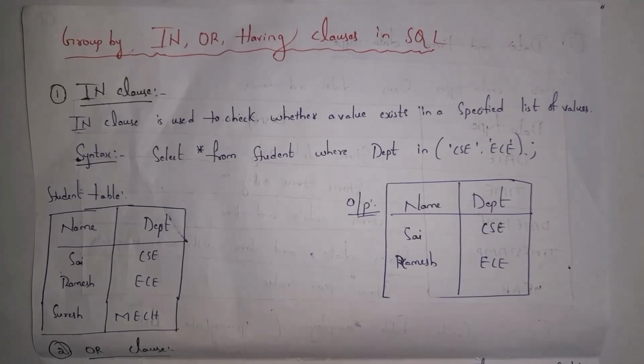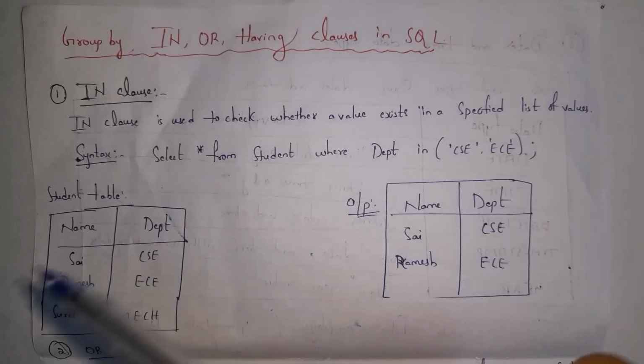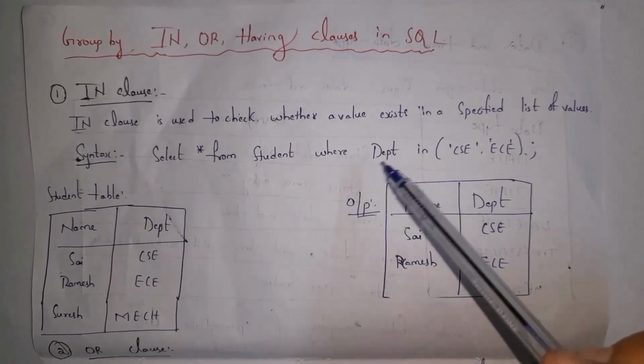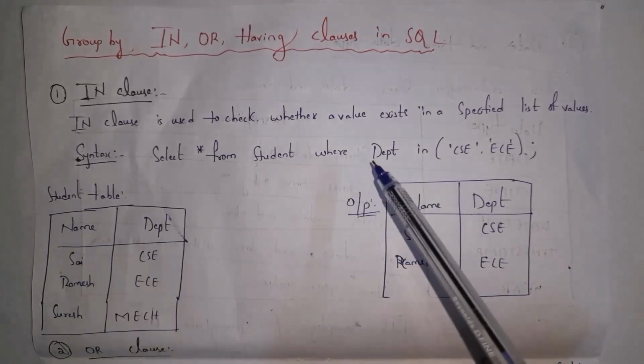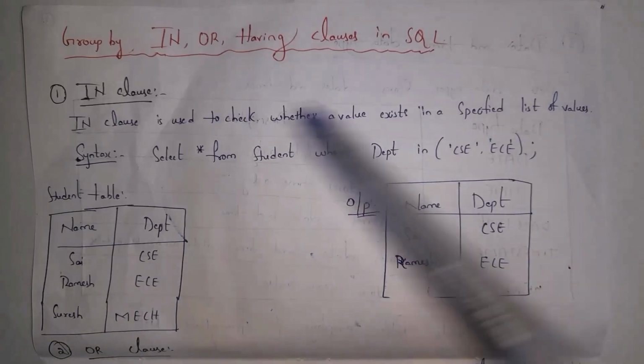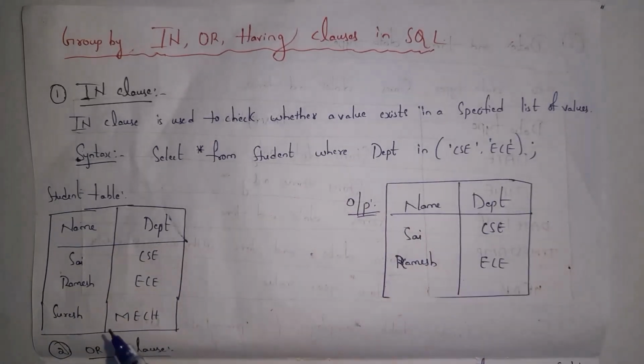Just for example, I want to check whether name Ramesh and Suresh are present in my table or not. So I'll write select star from student where, here column name, that is name column, so write name in Ramesh in quotations and Suresh in quotations. Whenever I execute that query, I'll get output Ramesh ECE and Suresh MEC. So in clause is used to check whether particular values exist in records or not.